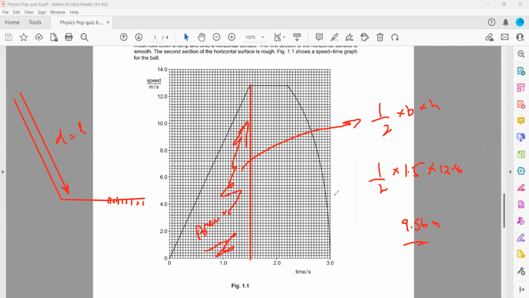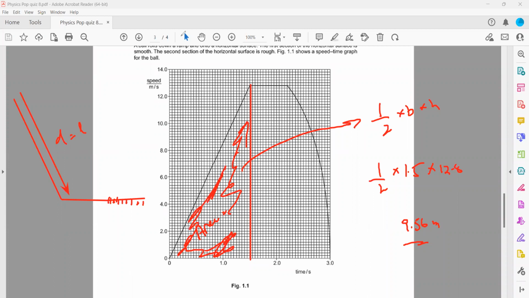So whenever you need a distance traveled from a speed-time graph, always find the area. Why did we not calculate the area of the whole figure? Why only for the accelerating part? Because they asked only for the length of the ramp. They did not ask for the length of the horizontal section.